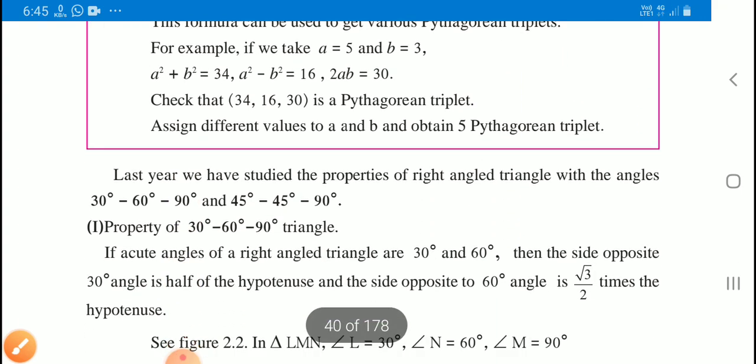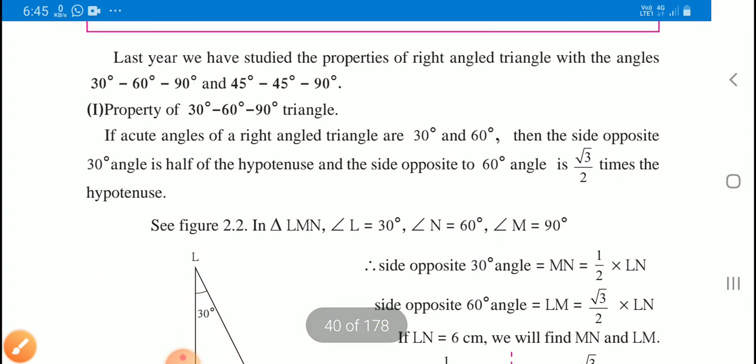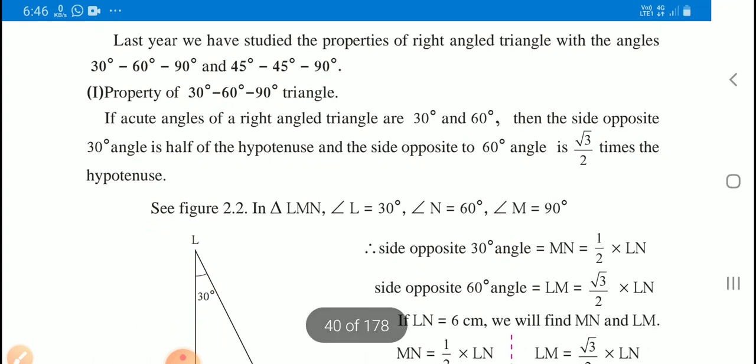Now last year we have studied the properties of a right angle triangle with angles 30 degree, 60 degree, 90 degree, and also 45 degree, 45 degree and 90 degree. Now what is that property? Property of the 30, 60 and 90 degree triangle.